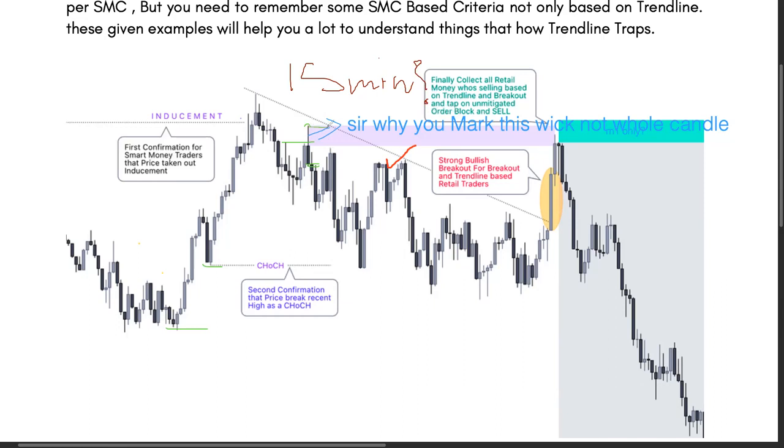Why I mark this one? Because this inducement taken out by this move, right? So that's why I mark this one. This is an unmitigated weak, right? And above it, there is nothing. Trendline break, breakout, tap here, and you can sell here. Simple.